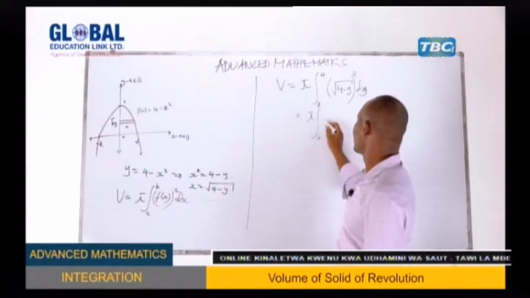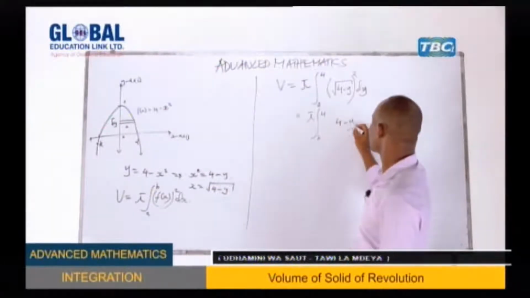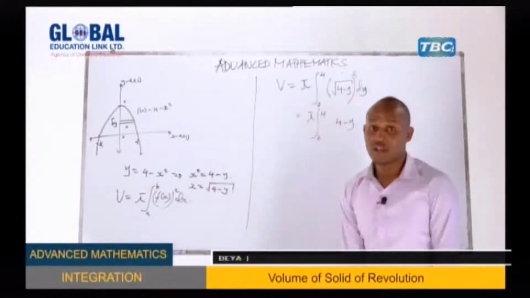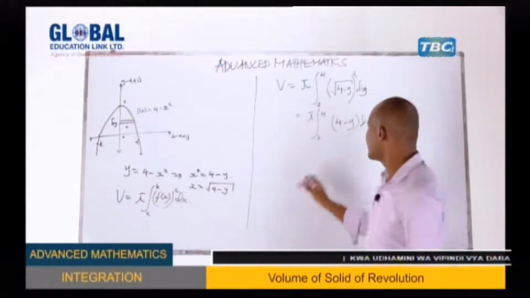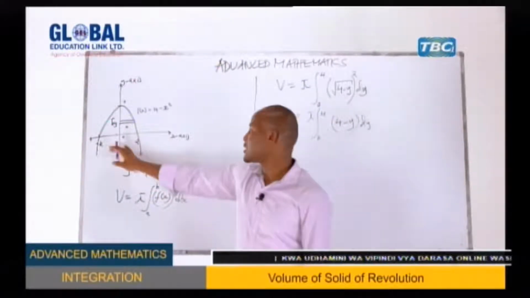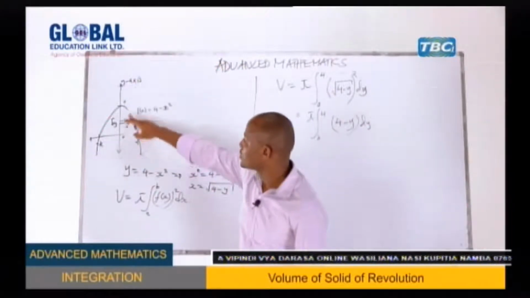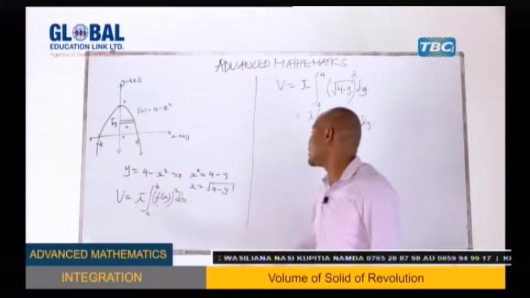Let's check it. Up to that point, this will be 4 minus y. If you square that, the square root and the 2 will go, and we are left with dy. I know you know how to change the limits. Previously we were summing from 0 to 2, now we are summing from 0 to 4. That means the strips are divided that way. At that time, the strips were divided differently.